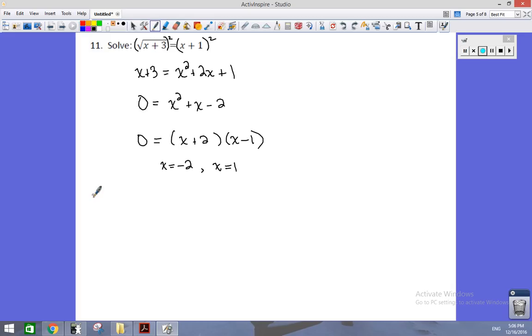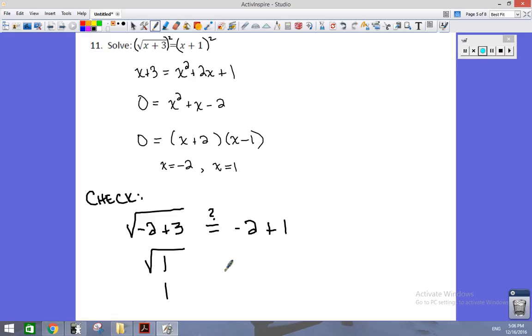If I check negative 2, what's going to happen? Well, on the left-hand side, I've got this negative 2 plus 3. Hey, that's positive 1, and the square root of 1 is 1. Now, on the right-hand side, am I going to get a positive 1? When I plug in a negative 2 and add 1, I get a negative 1, and that's not equal. So this is a situation where that solution was extraneous, and it is not in my final answer.